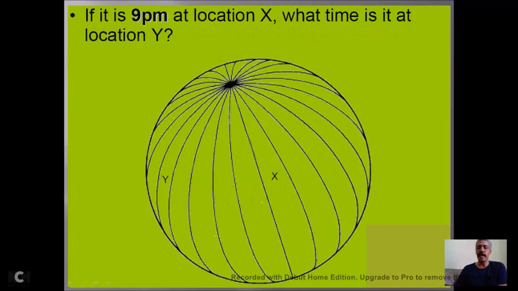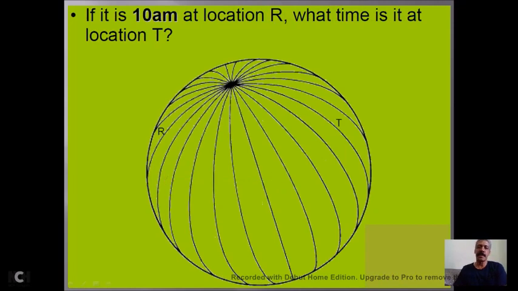Let's see another example. If it is 9 p.m. at location X, what time is it at location Y? You see, we will go to the west, then we will subtract. Then let's see, you will start from X to Y. How many zones? 1, 2, 3, 4, 5. Then 9 minus 5, it will be what? 4 p.m.